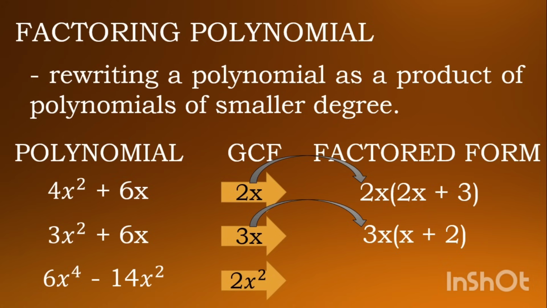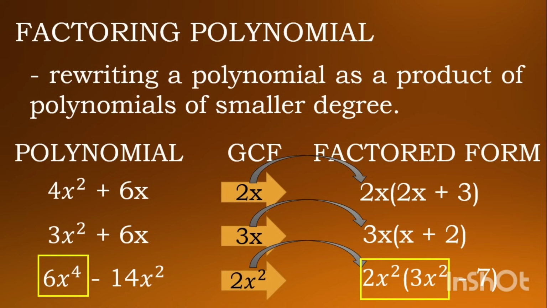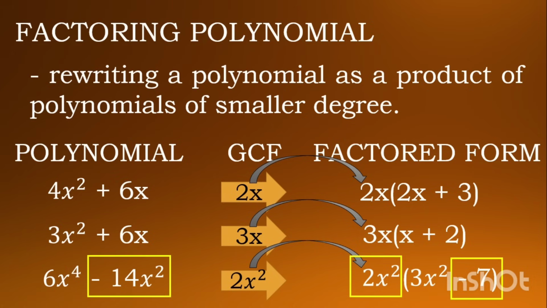Next, 6x raised to 4 minus 14x squared. So, the GCF is 2x squared. Ilalagay natin siya doon. Paano kukunin yung 3x squared? Because 2 times 3 is 6. X squared and then x squared, that will become x raised to 4. Now, this is minus. And then 2 times 7, that makes it 14. And then since we only have x squared, that's why we have 14x squared.